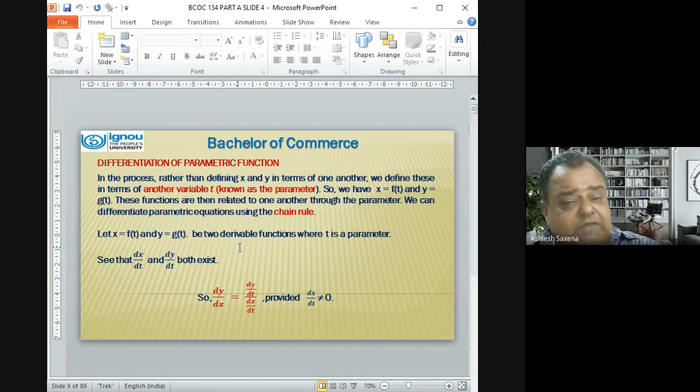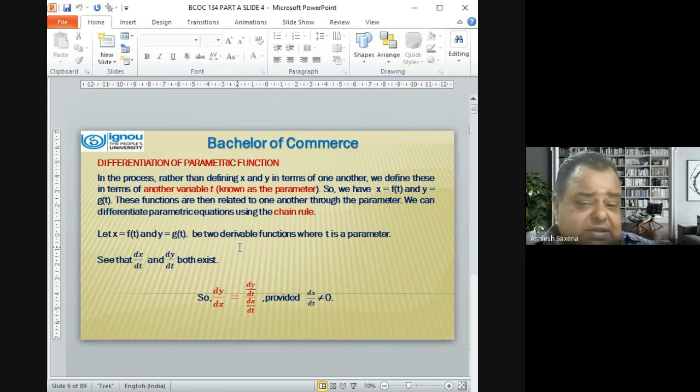When you differentiate x in terms of t, you get dx by dt, and when you differentiate y in terms of t, you get dy by dt. But you are being asked to calculate dy by dx. How will you solve it? See, dy by dx can be written as dy by dt upon dx by dt. But you have to be careful that dx by dt is not equal to 0.